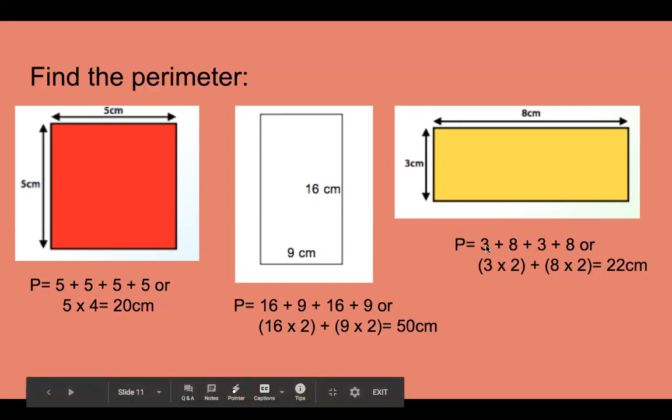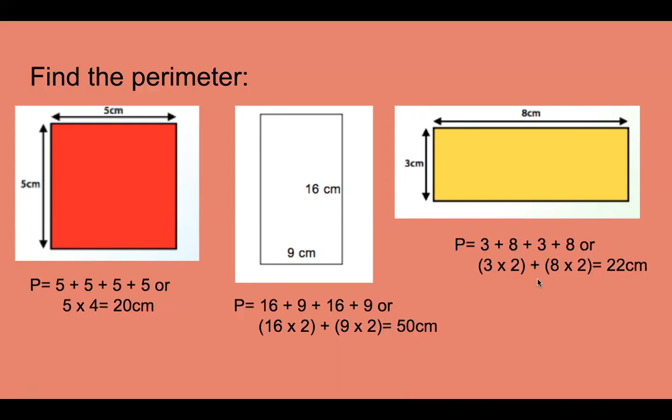And then this last one, you should have done 3 plus 8 plus 3 plus 8, or you could have done 3 times 2 plus 8 times 2, which equals 22 centimeters. 3 times 2 equals 6. 8 times 2 equals 16. 16 plus 6 equals 22 centimeters. So hopefully you got those. If you had trouble or have any questions about finding perimeter, ask and let me know.